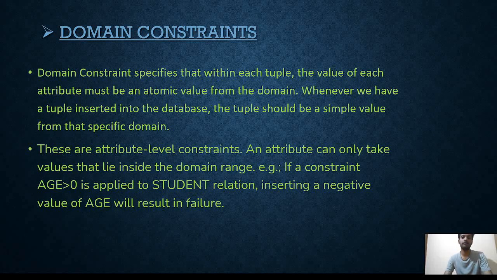Next up, domain constraints. Domain constraints specify that within each tuple, the value of each attribute must be an atomic value from the domain. Whenever a tuple is inserted into the database, it should be a simple value from the specific domain. These are attribute level constraints. An attribute can only take values that lie inside the domain range. For example, if a constraint of age greater than 0 is applied to the student relation, inserting a negative value of age will result in a failure.